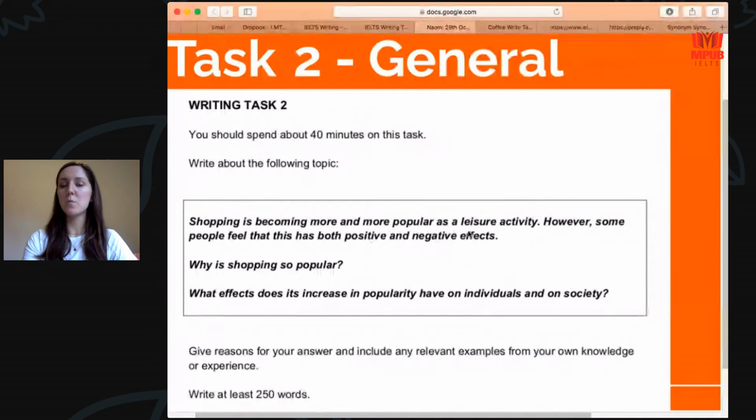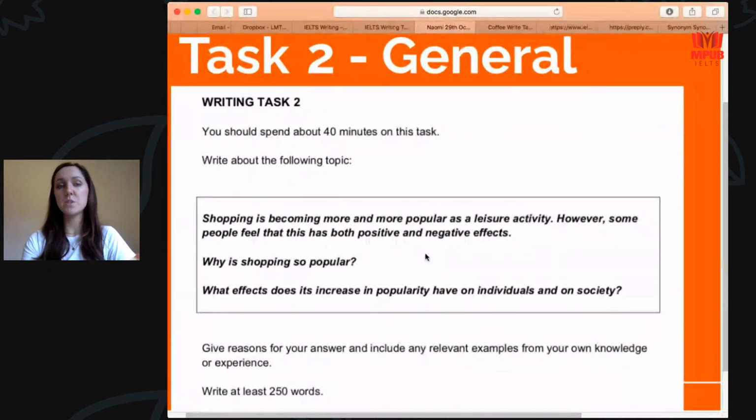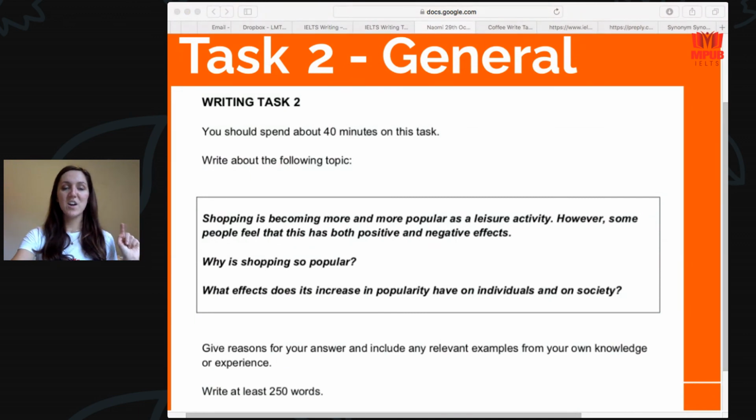Okay, really quickly before we finish, task 2, really similar to the academic one. Shopping is becoming more and more popular as a leisure activity. However, some people feel that this has both positive and negative effects. Why is shopping so popular? What effects does its increase in popularity have on individuals and on society? So it's asking me why it's popular and what effect it has. Introduction, three paragraphs, conclusion.